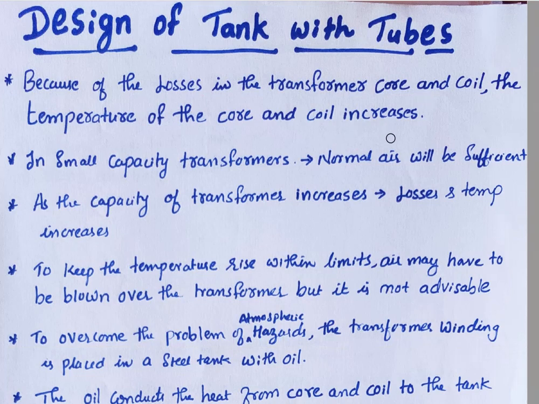Basically, for any transformer, the temperature depends on the losses. The more the losses, the more the temperature will be. For small capacity transformers, normal air will be sufficient. As the capacity of the transformer increases, losses and temperature increase. To keep the temperature rise within the limits, air may have to be blown over the transformer, but it is not advisable because the air contains moisture and some dust particles, so it will affect the transformer winding.